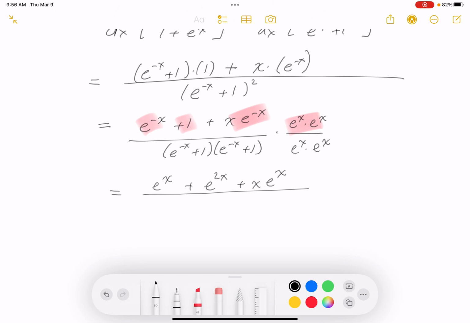Now, that's not so bad. What do you get on bottom? Now, the reason I did this on bottom is I'm going to associate e to the x with the first factor and e to the x with the second factor. And what do you get there? 1 plus e to the x. You get it down twice, so squared.